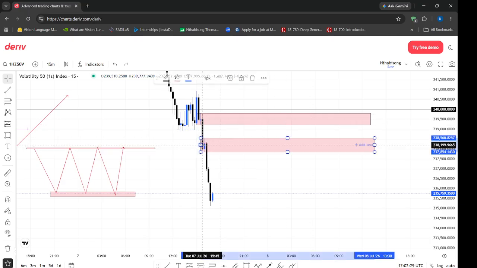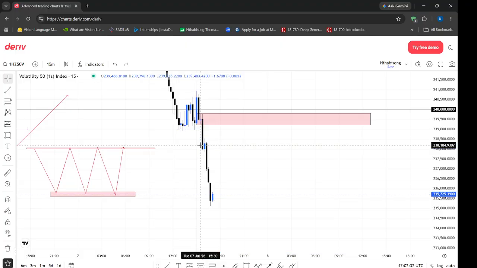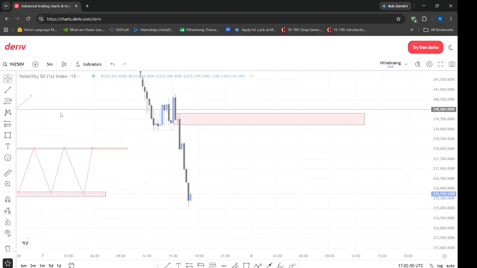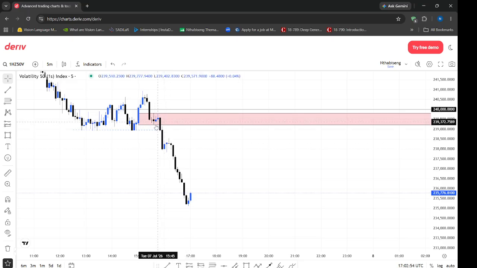So I would not advise, let me just remove it so that, yeah, if it does respect, that's okay. But remember, we would rather take an entry that has more probability of winning than the one that we are just wishing on a star that it will actually respect. So I'm gonna go to my 5 hour time frame. Okay, so now we know that we are more interested in the market going to that area right there.